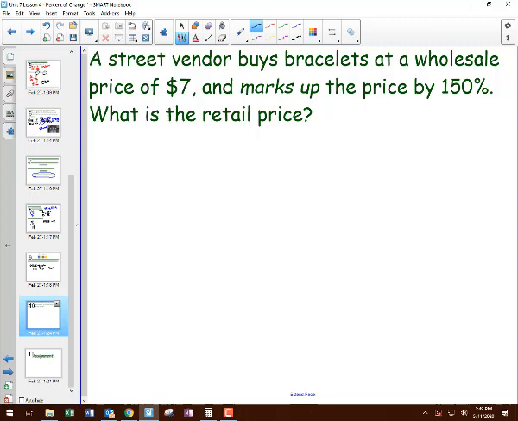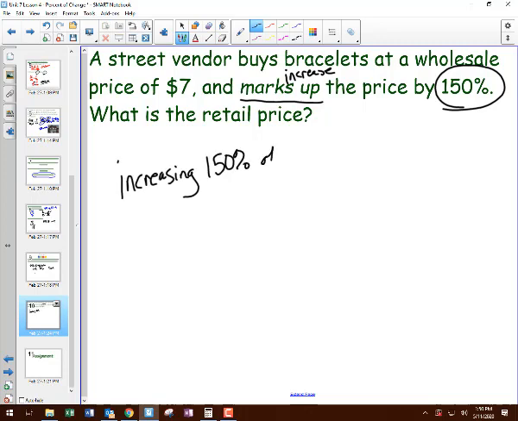A street vendor buys bracelets at wholesale price of $7. Marks up. So if you mark up something, that's an increase. Okay, so we're adding up the price by 150%. Think about that for a minute. If you mark up something 100%, you are doubling it. So this is more than doubling. What is the retail price? How much is she selling it for? All right. So we are increasing 150% of 7.